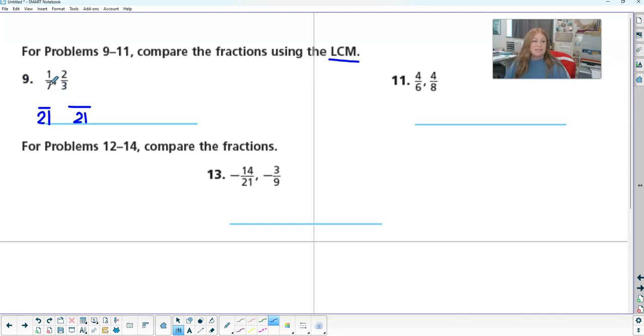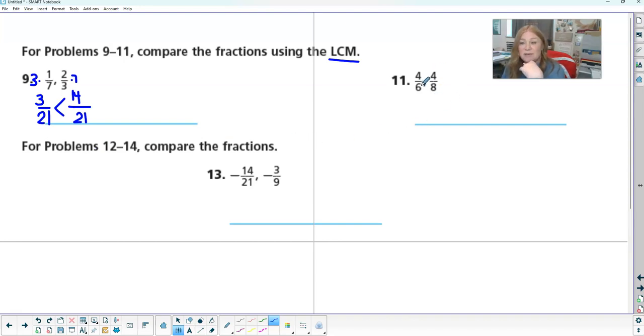So how do I get from 7 to 21? Well, I times by 3. So 1 times 3 is 3. And then how do I get from 3 to 21? I times by 7. So 2 times 7 is 14. So I can see 14/21 is a lot bigger than 3/21. So 3/21 is less than 14/21.